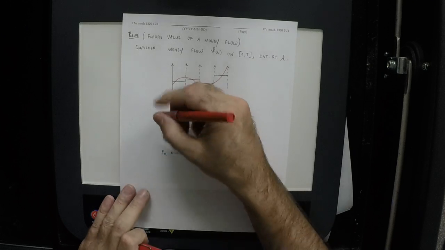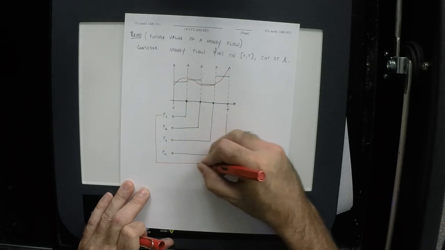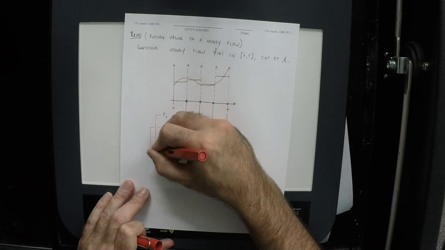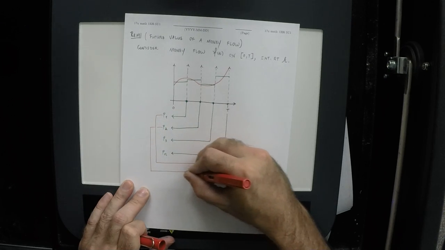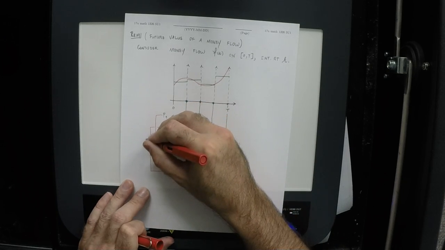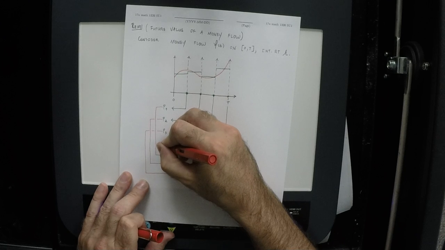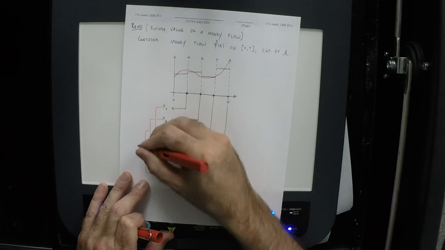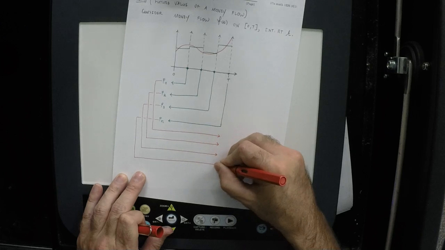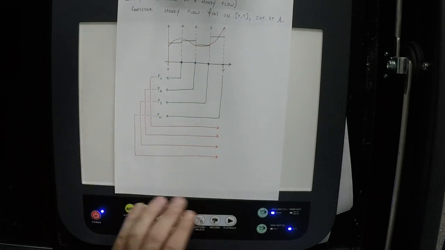Which is to say, we're going to take P1 and transport it forward in time. We're going to take P2, transport it forward in time. Take P3, transport it forward in time. And take the last one, and transport it forward in time. So they're all being transported forward now, all these little pieces.